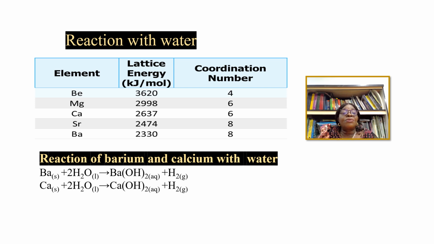So beryllium does not react with water. However, magnesium, calcium, strontium, and barium do react to form hydroxides and hydrogen gas, as shown in the equation. Barium reacts with water to form barium hydroxide and hydrogen gas, and calcium reacts with water to form calcium hydroxide and hydrogen gas.